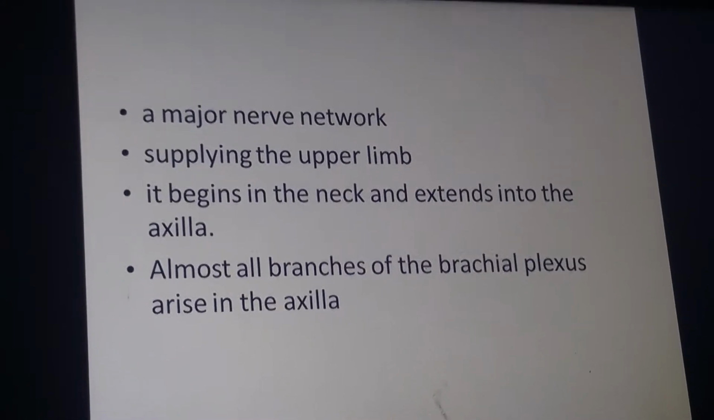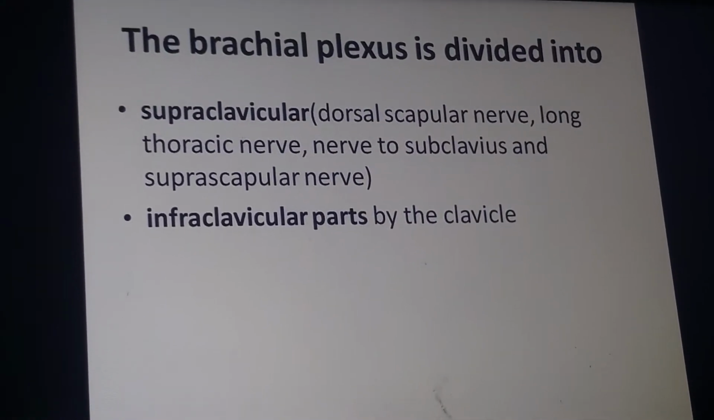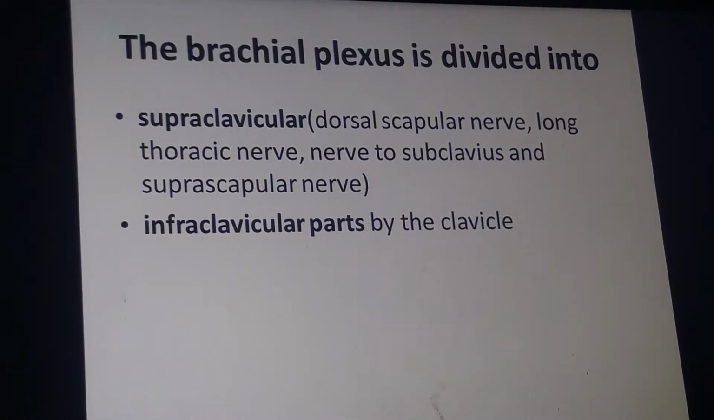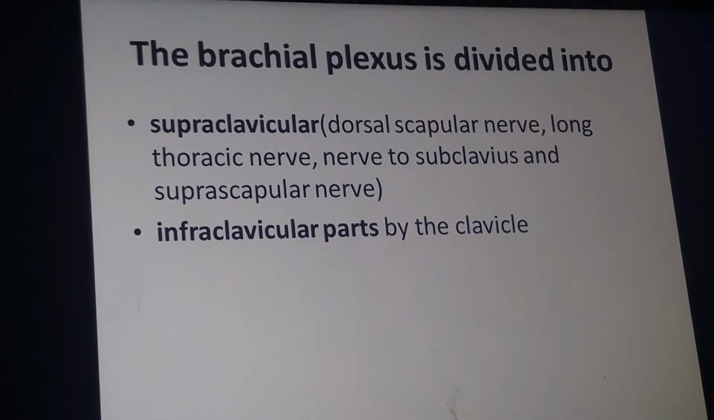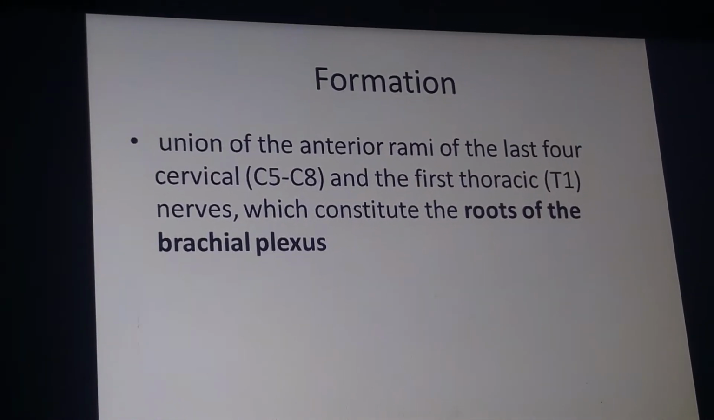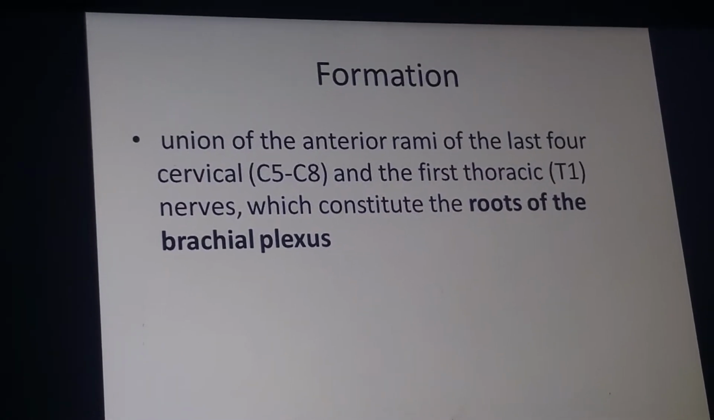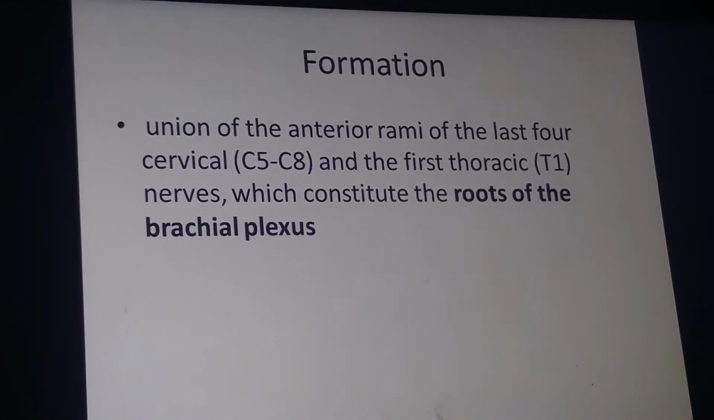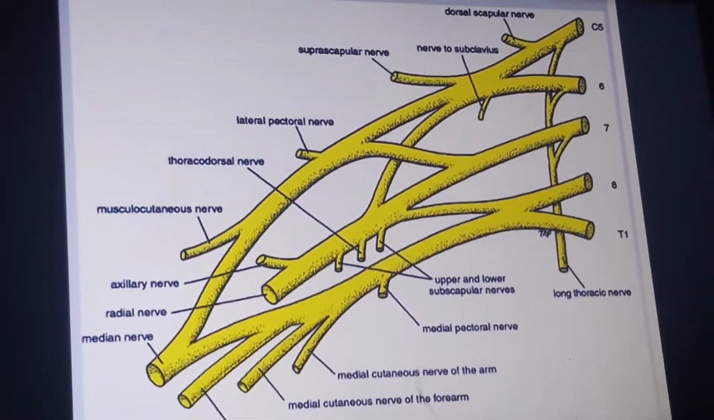It begins in the neck and extends into the axilla. Almost all branches of the brachial plexus arise in the axilla. It is divided mainly into two parts, supraclavicular and infraclavicular part by the clavicle. It is formed by the union of anterior rami of the last four cervical and the first thoracic nerves, which constitute the roots of the brachial plexus.